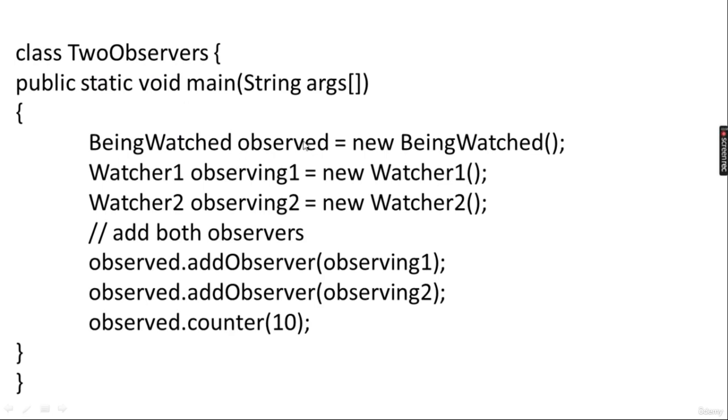In the main method, BeingWatched observed is equal to new BeingWatched. So the observed class object is being created. Observing1 and Observing2, new Watcher1 and Watcher2 classes, those are observing this BeingWatched class, which is created, and we add both observers to this observed object. observed.addObserver(observing1), observed.addObserver(observing2), and the counter starts from 10. You can add any value as per your convenience. You can add 100 here, and counting will start from 100. If you add 50, counting will start with 50.